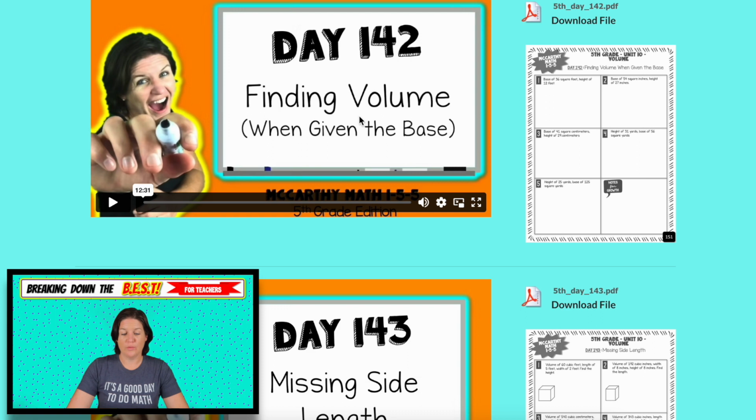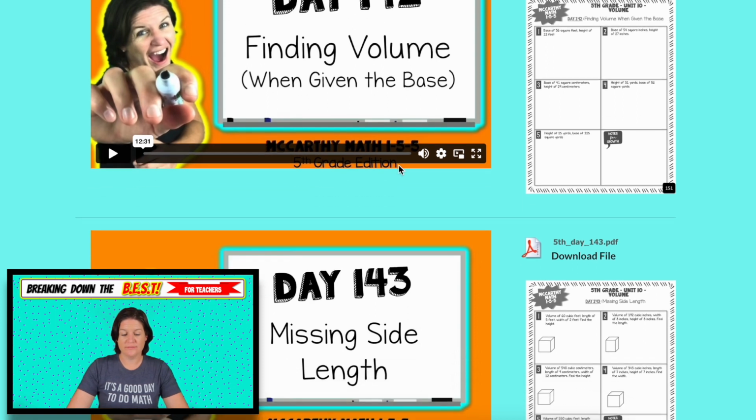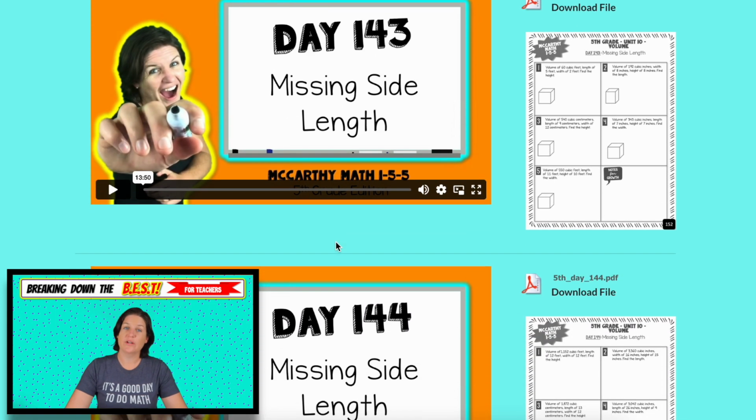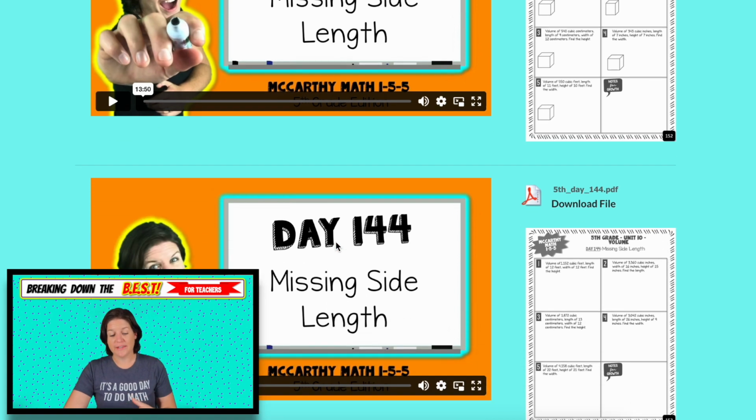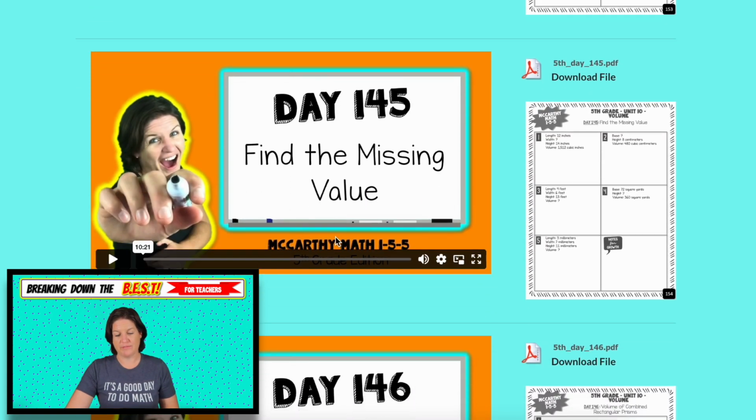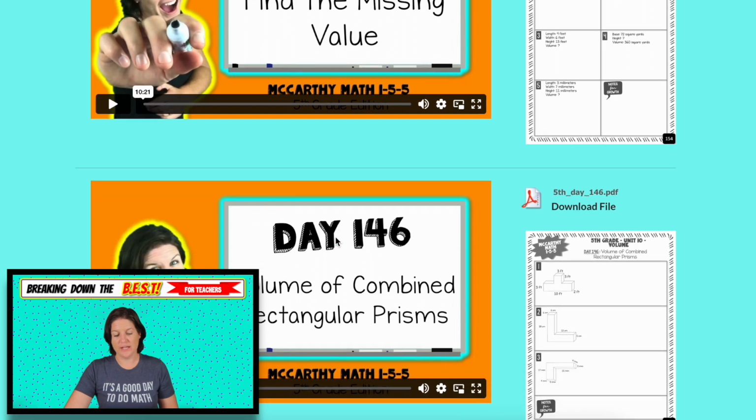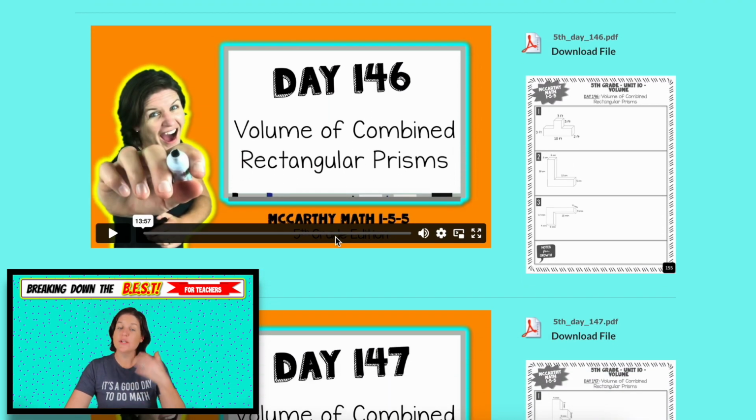There's 1 video where the base is given. What if we're given the volume but there's a missing side length? And we have to divide. Okay, so lots of extra practice here with volume. So if you have students who are struggling and you have the gold plan, you have more resources to use.